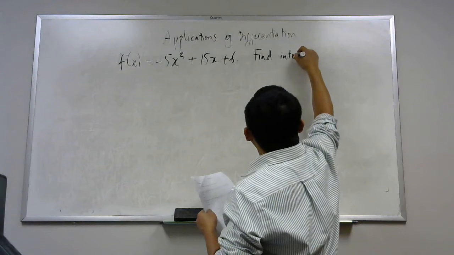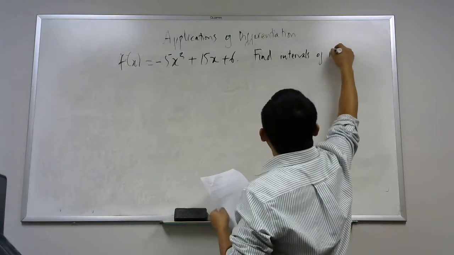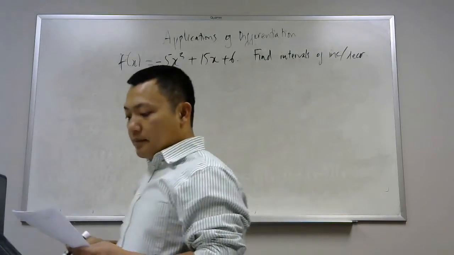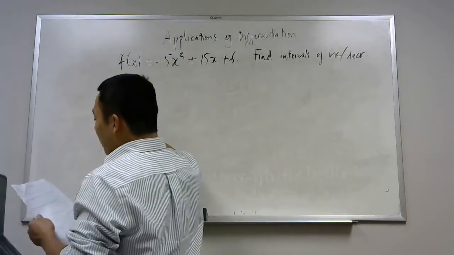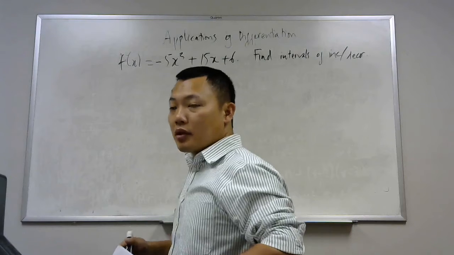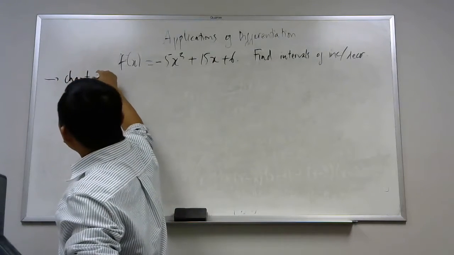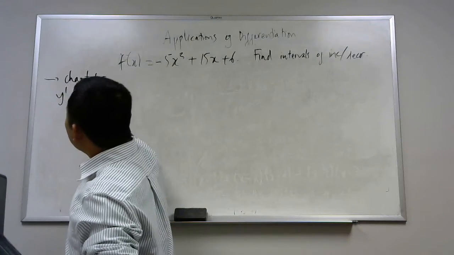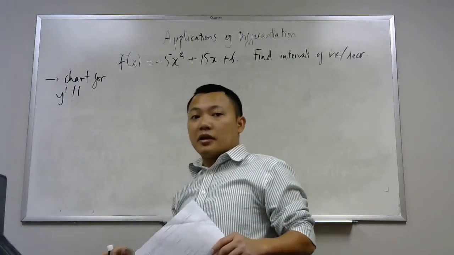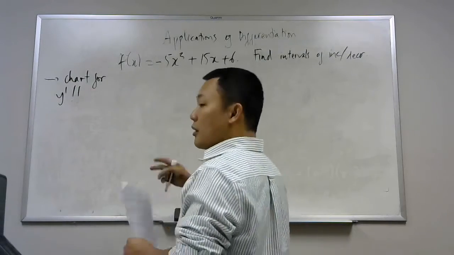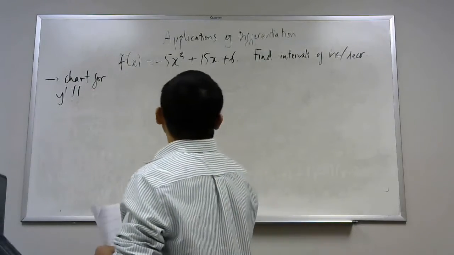Find intervals of increase and decrease, right? Of course, we have to find our critical points. Our purpose is to make a chart for the first derivative. Don't forget about that. And in order to make a chart for the first derivative, we need all information about the first derivative: critical points, and something else.